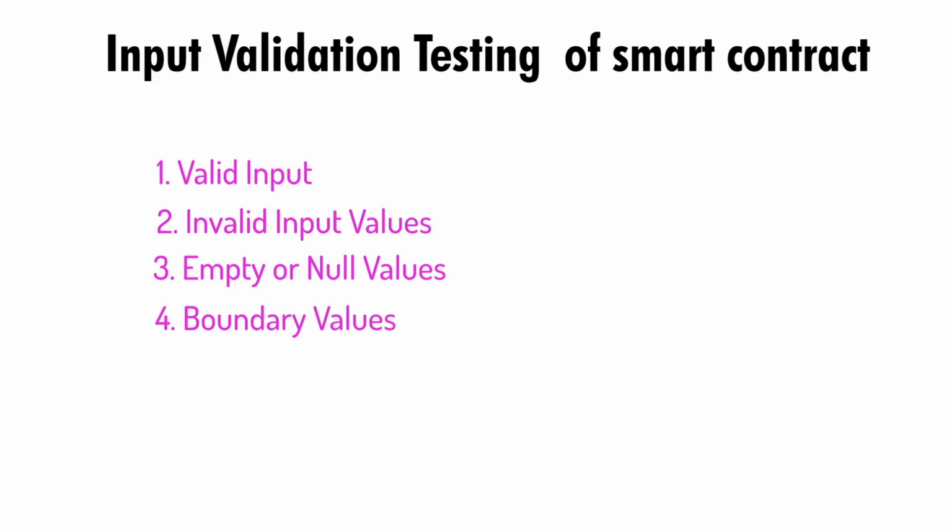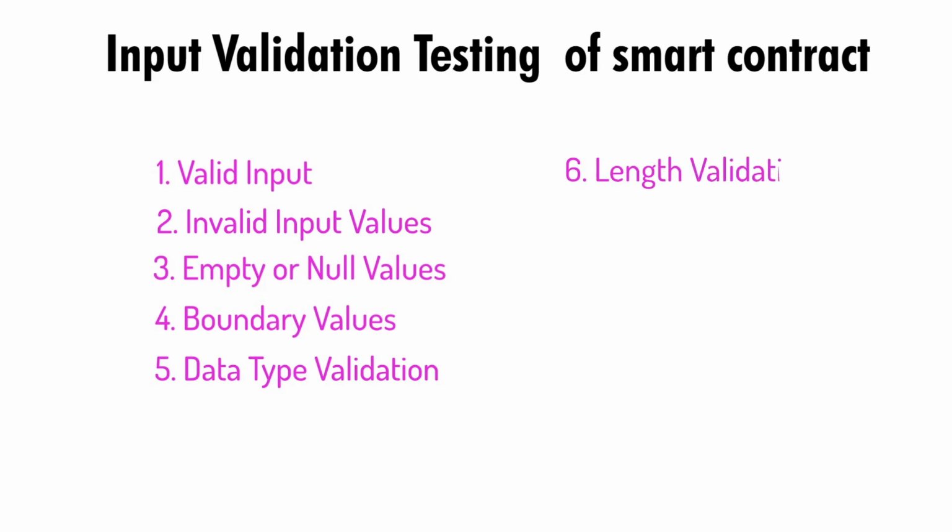Boundary values. Test the contract with input values at the boundaries of the allowed ranges. Verify that the contract handles these edge cases correctly, including upper and lower bounds, to ensure proper validations. Data type validation. Test the contract with input values of incorrect data types for specific fields. Verify that the contract rejects the incompatible data types and provides clear error messages or exceptions.